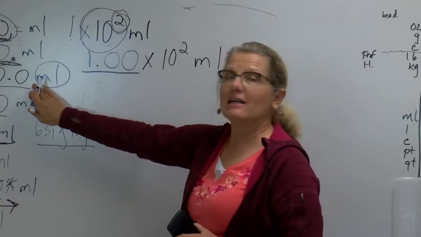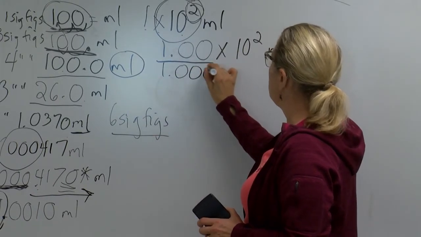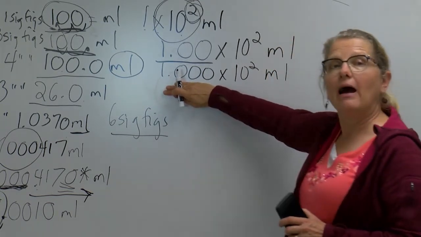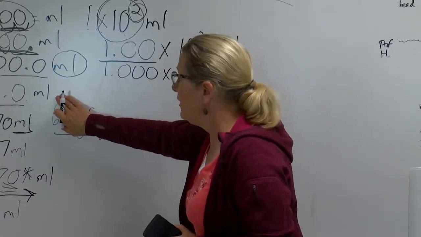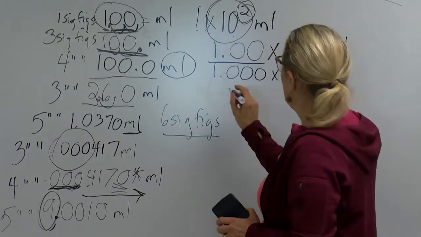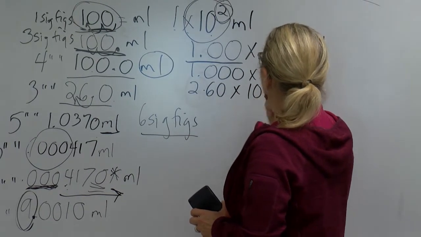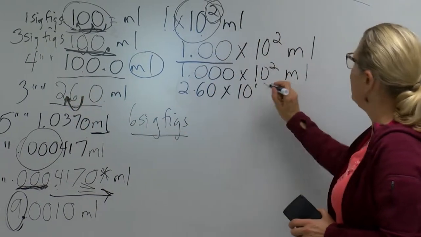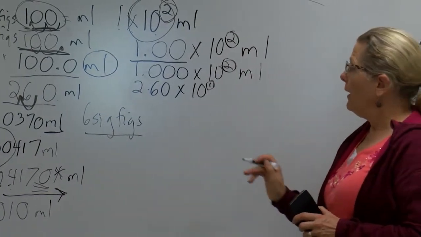How many sig figs? This one has 4 sig figs. 1.000 times 10 to the second milliliters. You're telling them this is a very accurate number. Okay? 3 sig figs. I'm going to move this only one place. 2.60 times 10 to the 1. However many places you move the decimal, that is the exponent. Okay? That is the exponent. Oh boy, now we've got this number.